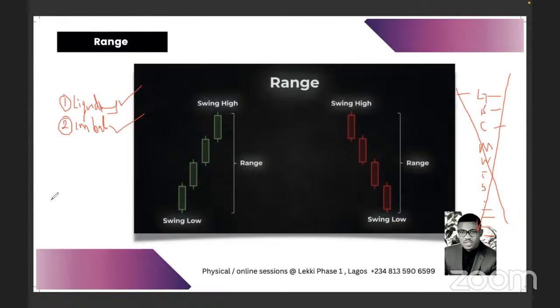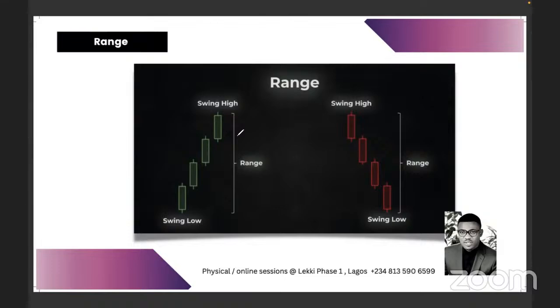Let me not give so much information on this page. Here we are talking about a new concept, not really a new concept. We want to give a name to something you already know. Because we have a swing low here, we have a swing high here. This is called a range. What is happening in between is a range area between swing high and swing low.